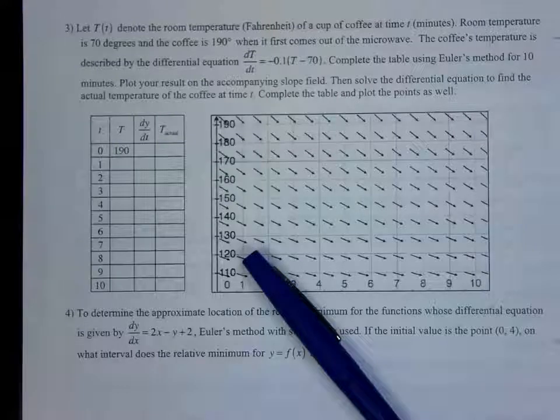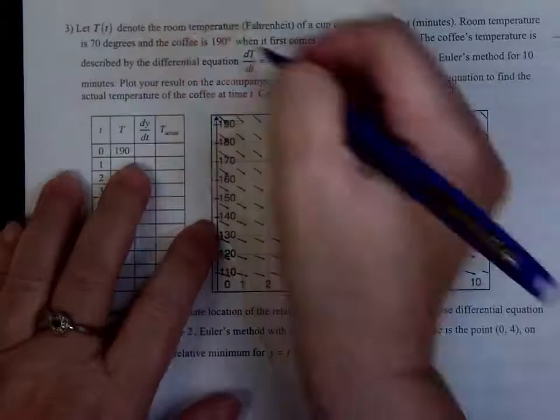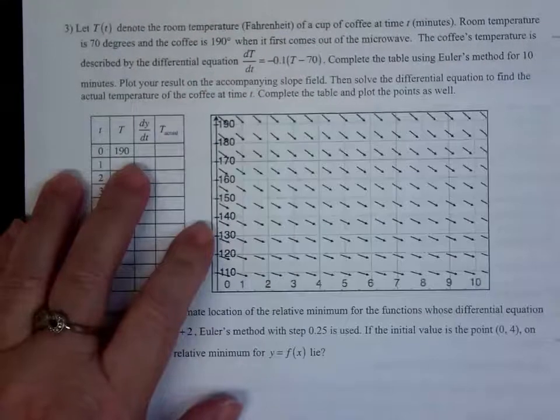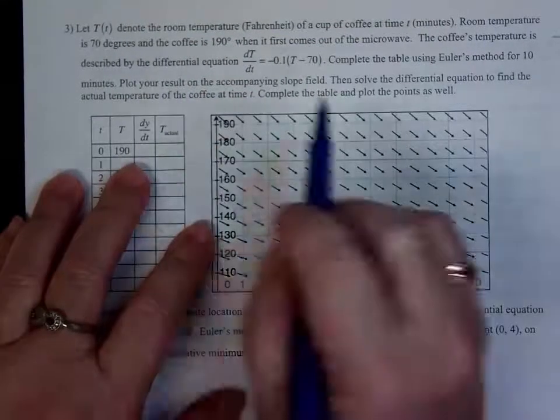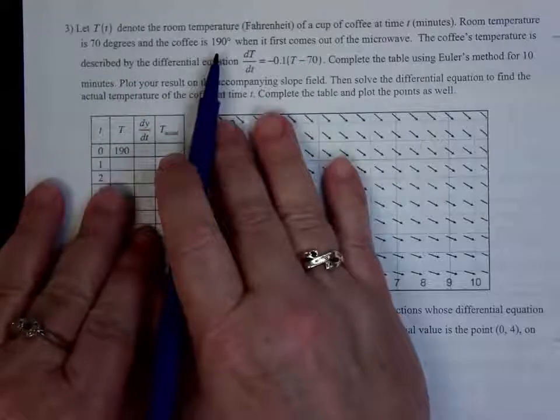So if you read along with me here, it says, let capital T of t denote the temperature in Fahrenheit of a cup of coffee at time t minutes. That's actually, now that I think about this, it's not the room temperature. It's the cup of coffee's temperature. It's a little bit misleading. Room temperature is 70 degrees constantly, and the coffee is 190 when it comes out of the microwave.